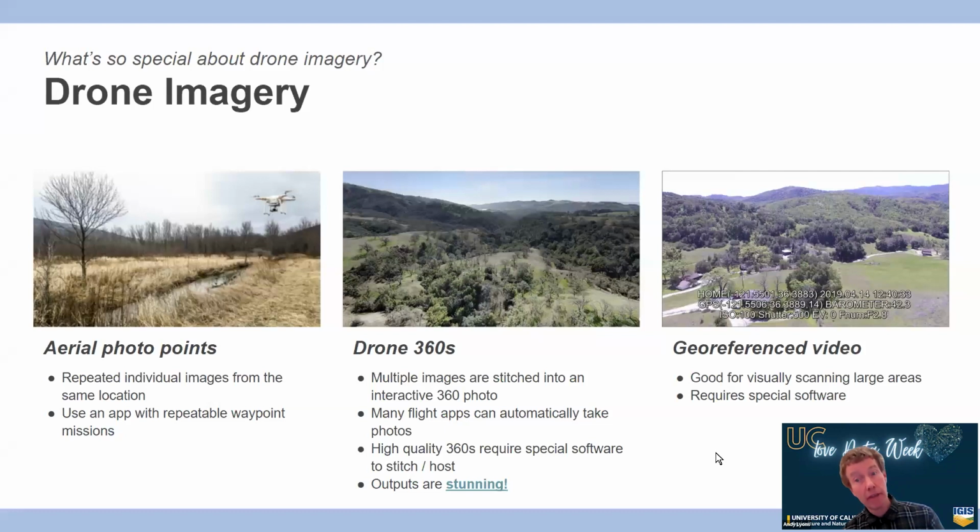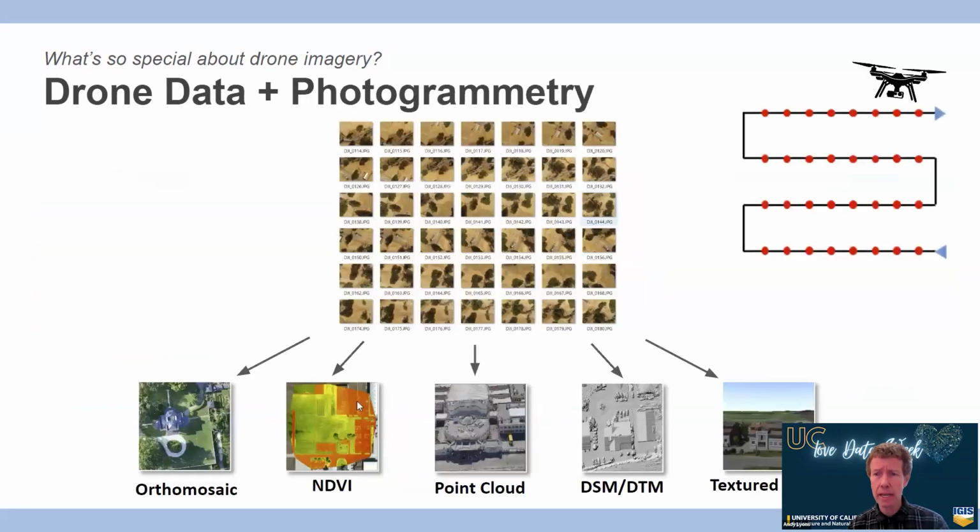Another kind of image product that you can get from drones is video. And most of these drones, certainly the prosumer ones, are designed for videography primarily. So they have good qualities. And with some special software, you can actually make that video georeferenced. That can also be useful in some use cases where you have to visually scan what's on the ground for a fairly large area. It's relatively easy to do if you have all the software together.